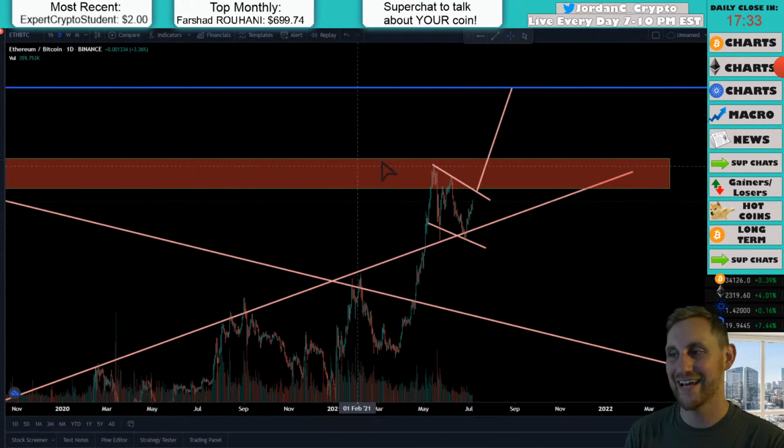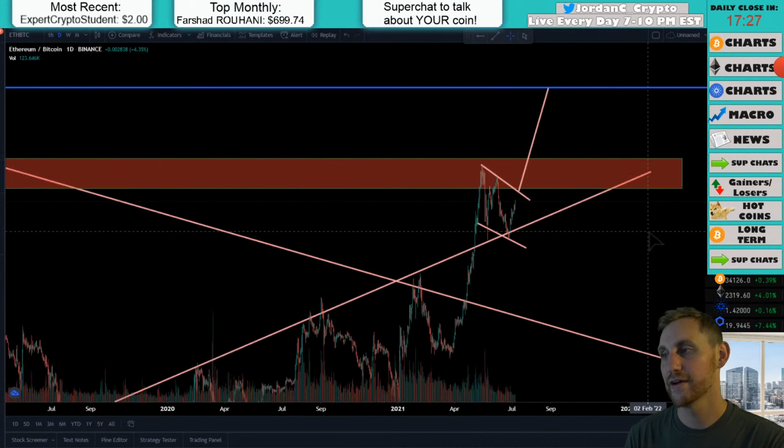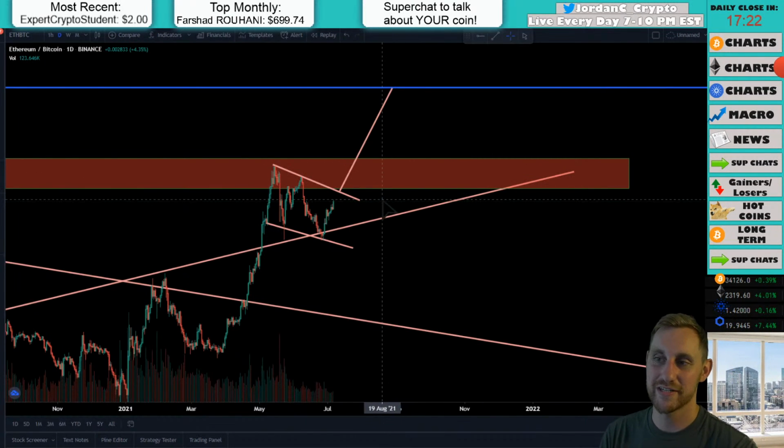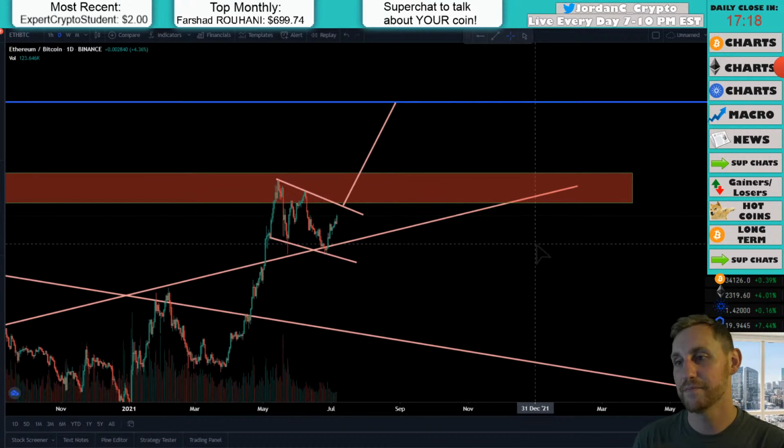I'm not saying that's going to happen. It doesn't have to happen that way. You obviously have a big resistance box here to break back above first. But Ethereum could be killing it against Bitcoin if we can break this resistance. If. The big if. It's a very big if, actually. So make sure we're watching that here for the most part.